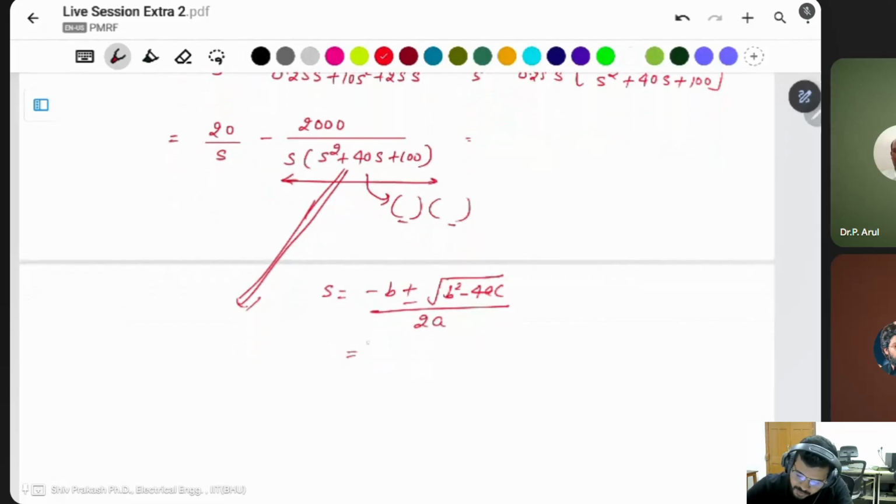Okay, what is the minus b? Minus b is minus of 40 plus minus of 40 square is 1600.